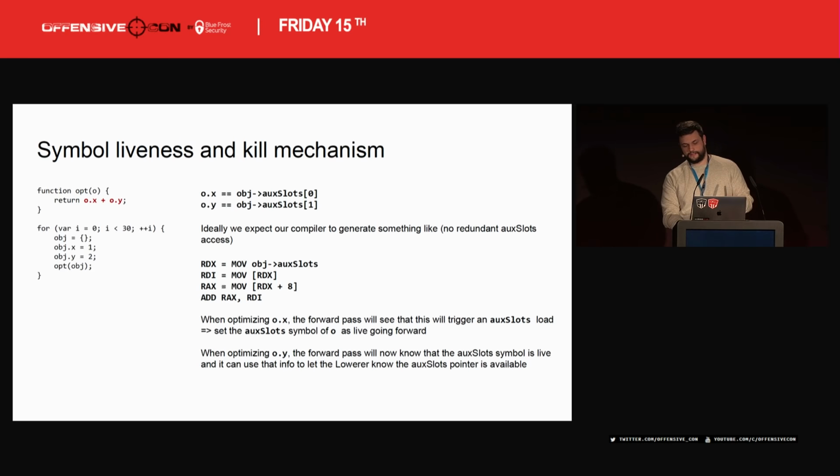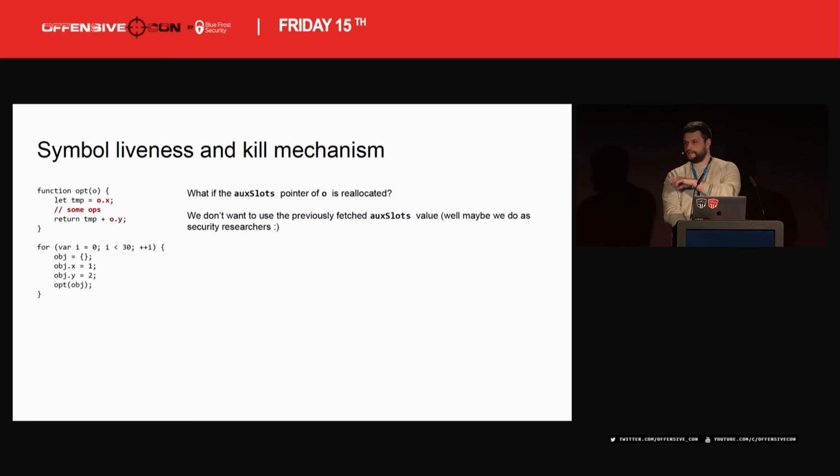But now you have the counterpart to that. What if we slightly change the function so that between the access of property X and property Y, we have some operations? And what if those operations trigger the aux pointer to be reallocated? That would happen if you had a whole bunch of properties. You have to reallocate enough space and copy the properties. You don't want to use the previous value of the aux pointer, because now it would point to freed memory, or maybe you want to look for that particular situation if you're looking for bugs.